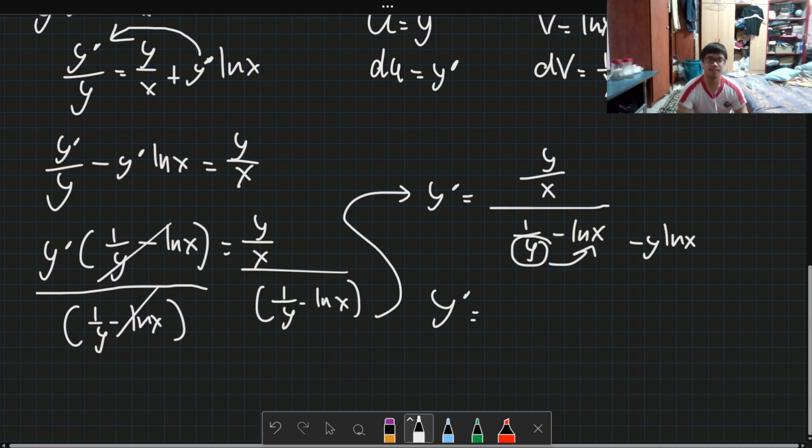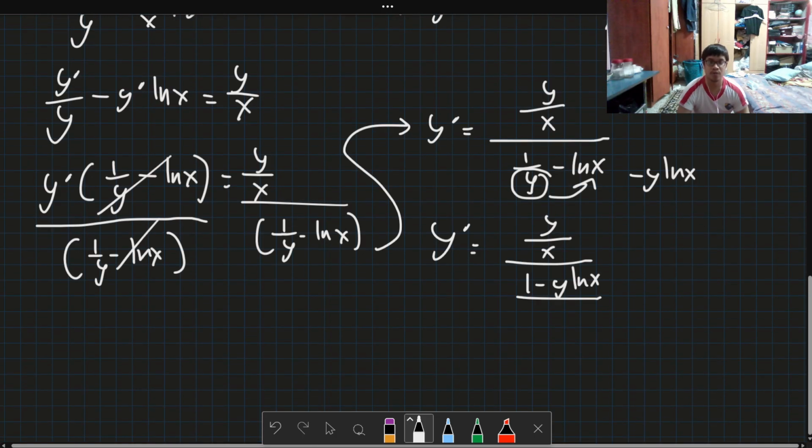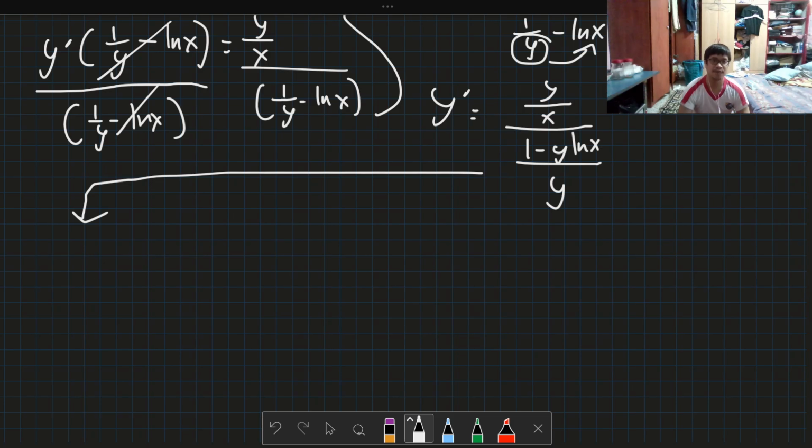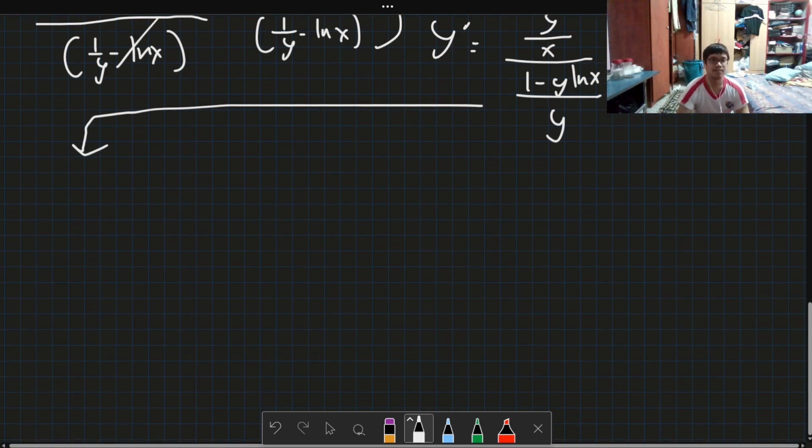Then you're going to combine it here. 1 plus negative y ln of x, you will get 1 minus y ln of x all over y. All right. Then we can simplify it one more time because you see, if you have this type of fraction, y all over x, all over 1 minus y ln of x all over y, we can simplify it one more time.